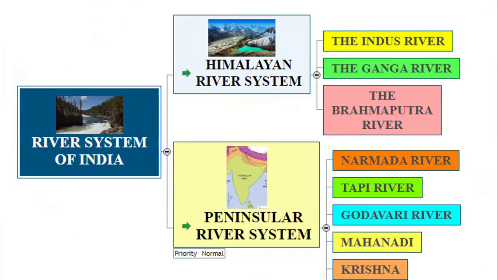So in this chapter, what are you actually going to learn? We are going to learn the river system of India. The river system of India is classified into two types: the Himalayan river system and the peninsular river system. Examples of the Himalayan river system are the Indus River, the Ganga River, the Brahmaputra River. Examples of peninsular rivers are the Narmada River, Tapi River, Godavari, Mahanadi, Krishna. In this chapter, you will discuss these rivers in detail.